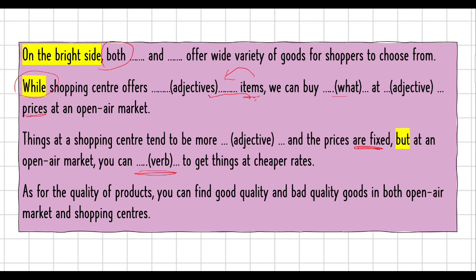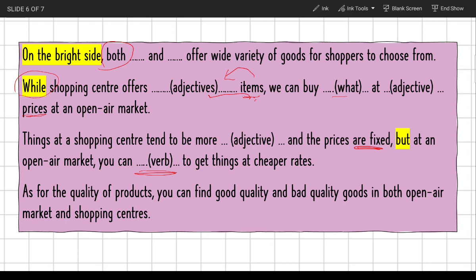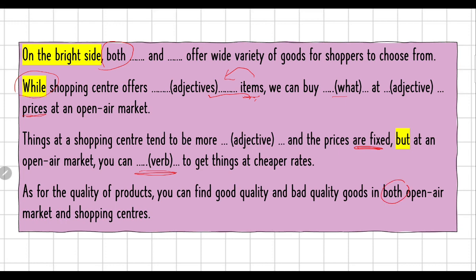As for the quality of products, you can find good quality and bad quality goods in both open air market and shopping centres. Alright, persamaan sebab dia guna "both". Alright, so that is it. These are some of the sentences that you can use to compare and contrast.